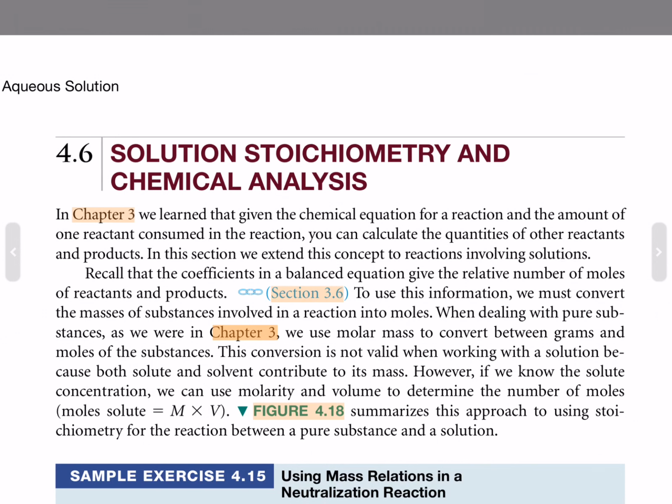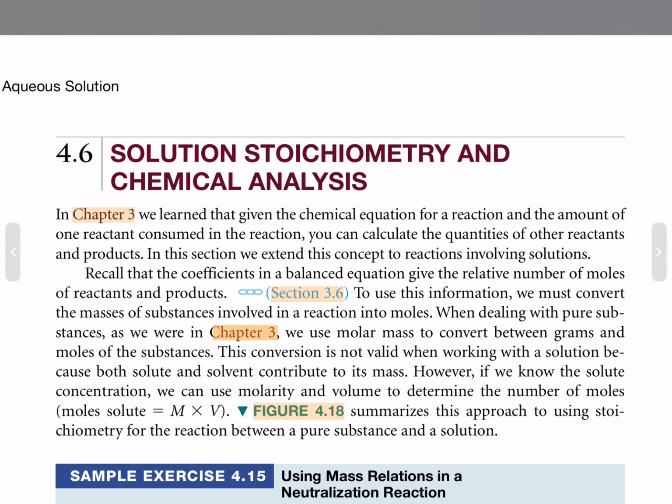Section 4.6 Solution Stoichiometry and Chemical Analysis. In Chapter 3, we learned that given the chemical equation for a reaction and the amount of one reactant consumed in the reaction, you can calculate the quantities of the other reactants and products. In this section, we extend this concept to reactions involving solutions.